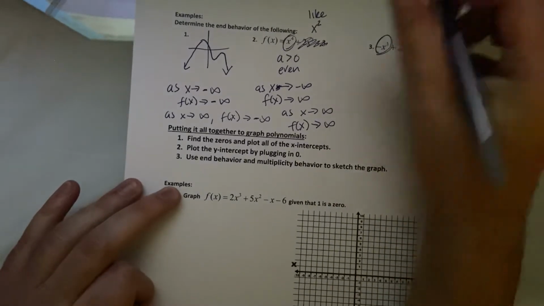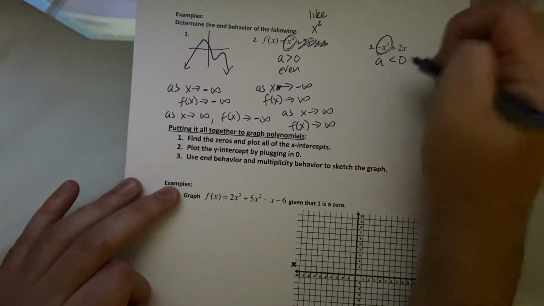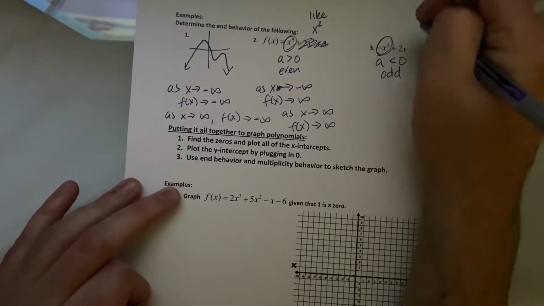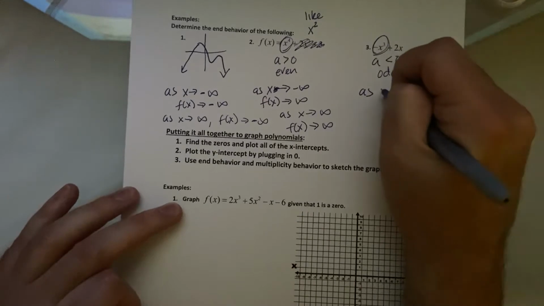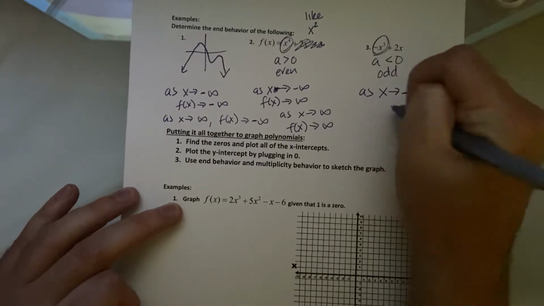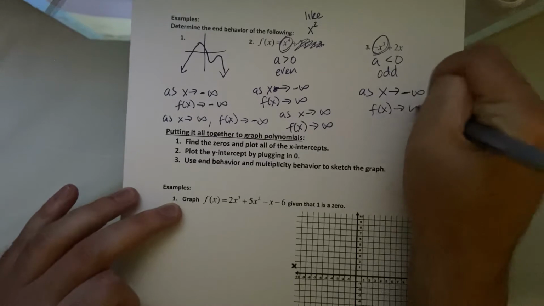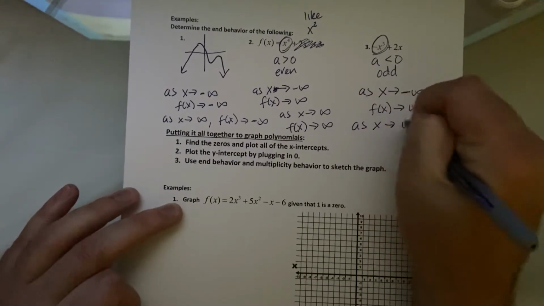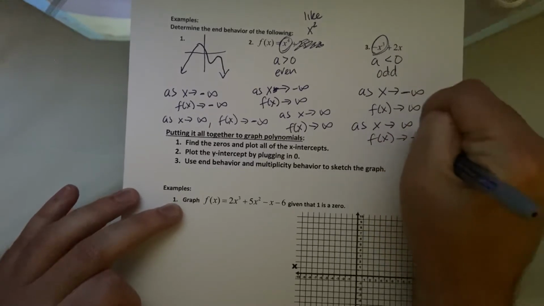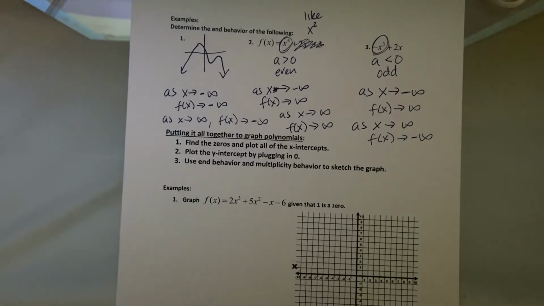What about negative x cubed? We have a negative a. A is less than 0, and the degree is odd. So it'll behave exactly like negative x cubed, which is what it is. As x goes to negative infinity, f of x goes to infinity. And as x goes to positive infinity, f of x should go to negative infinity. Because 1,000,000 cubed is a very large number, but then it's a negative times that. So it's going to go down.